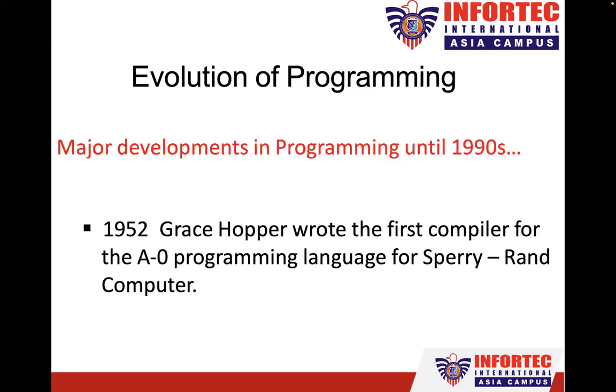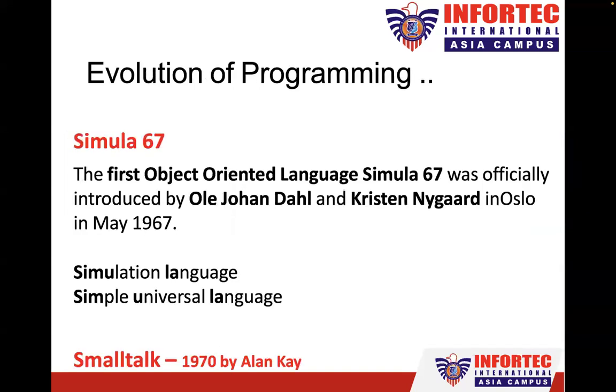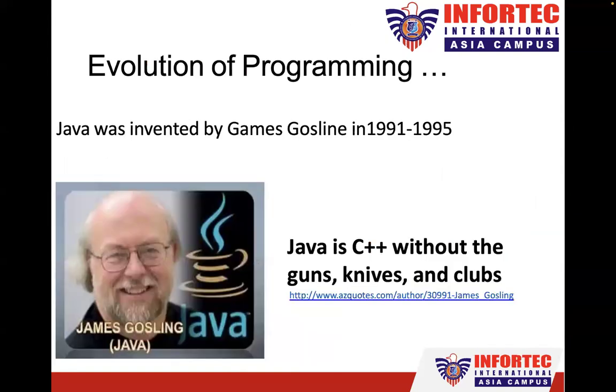Right? And then we discuss about these things. Please go through these things. Grace Hopper, we consider as the person who introduced the first compiler to the world. And then Simula 67 is the very first object-oriented programming language. And this is the person who invented it. And yes, James Gosling.